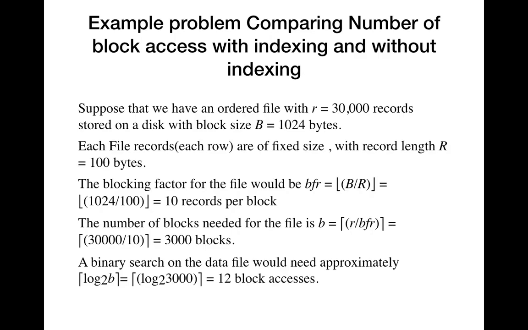So let's just quickly revise this example. There were a total of 30,000 records. A single block has size 1024. A single record is of size 100 bytes. We can store 1024 by 100, that is 10 records per block. And how many such blocks do we require? There are a total of 30,000 records, 10 records per block, so 3000 blocks are required. And to perform a binary search on 3000 blocks, we require 12 block accesses.